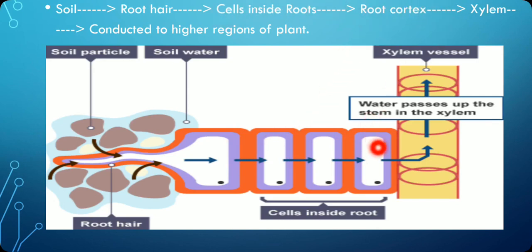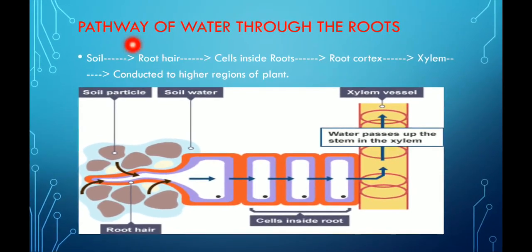root cortex. And then there is one structure, a tube-like structure, and that is called xylem. Okay, xylem helps to conduct water to the upper parts of the plant. Okay, so by the process of osmosis, water travels into the cells inside the root, and then it is conducted to the upper part of the plant through xylem tubes or xylem vessels. Okay, so this is what we can say is the pathway of water through the roots.